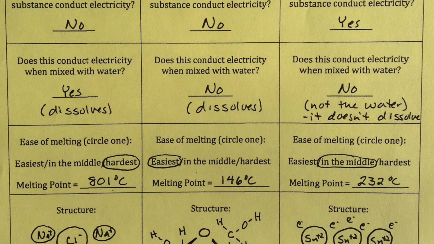Salt was the hardest to melt. It didn't in our demonstration, and we'd have to get up to 801 degrees Celsius to get that to melt. Sugar was the easiest. It happened so quickly I had to be careful not to torch it too hard. And that has a melting point of 146 degrees Celsius. Now tin was in the middle, and its official melting temperature is 232 degrees C.